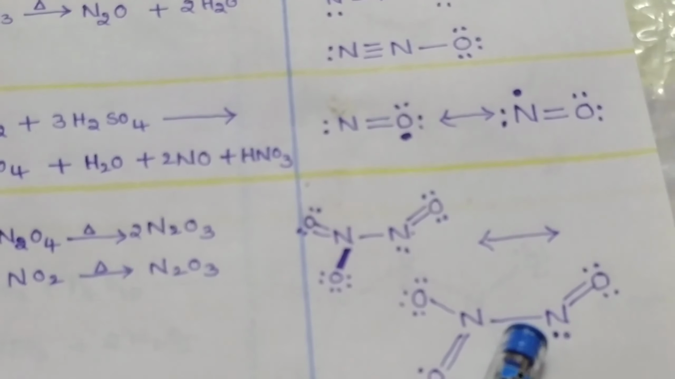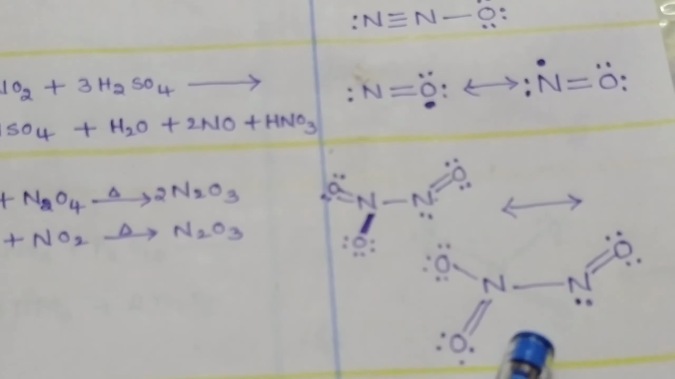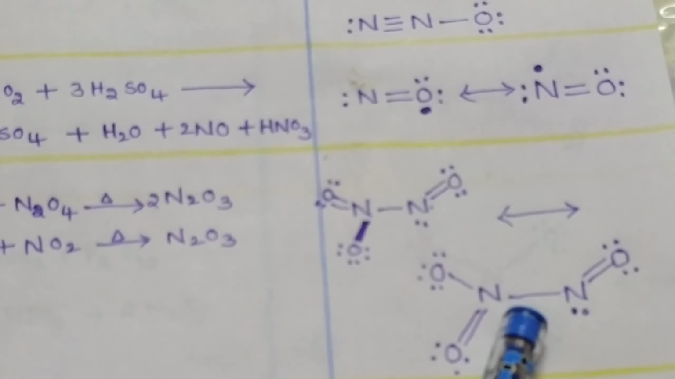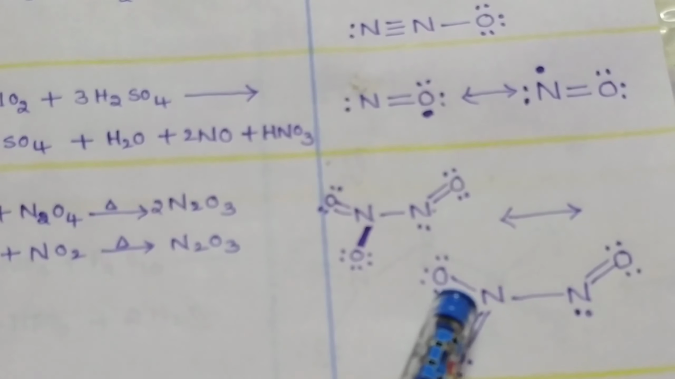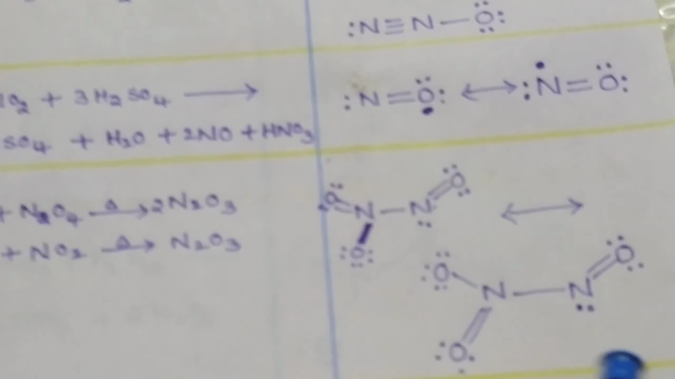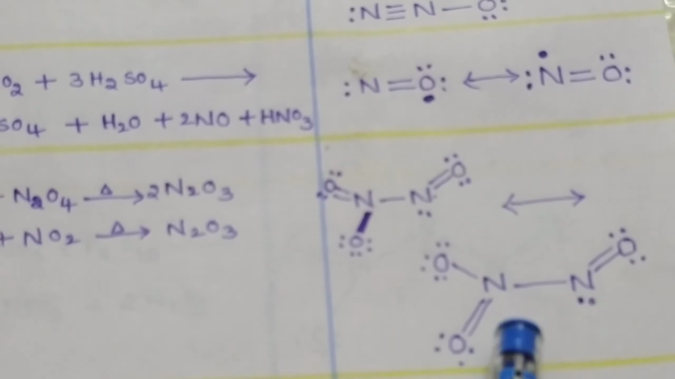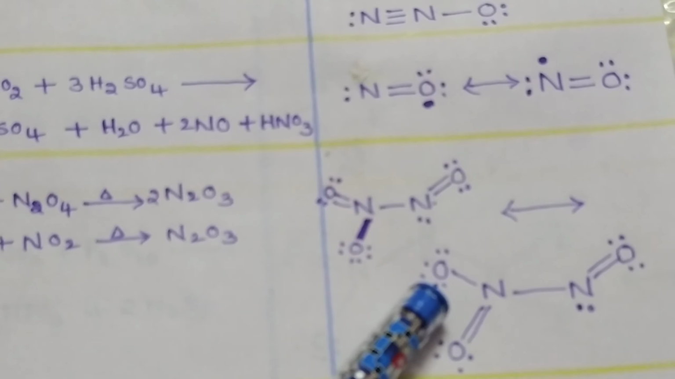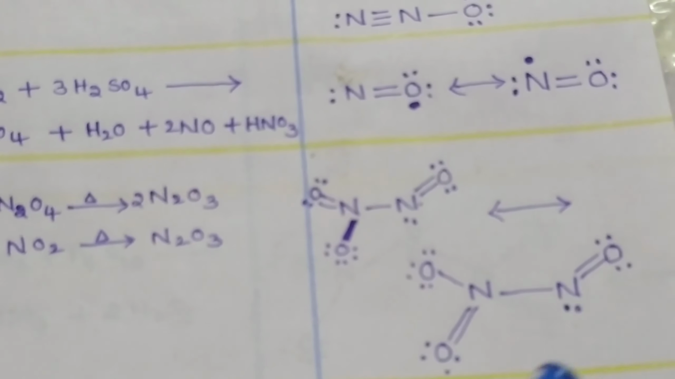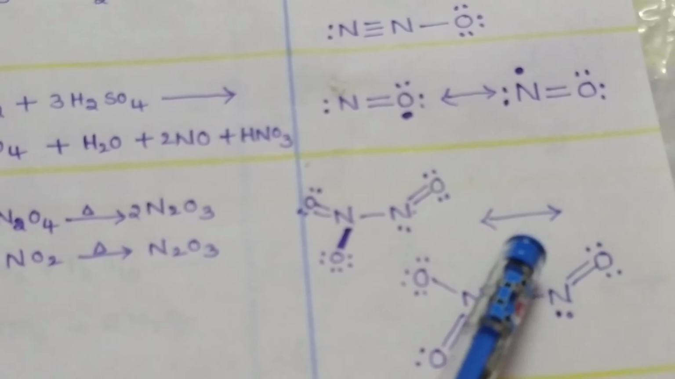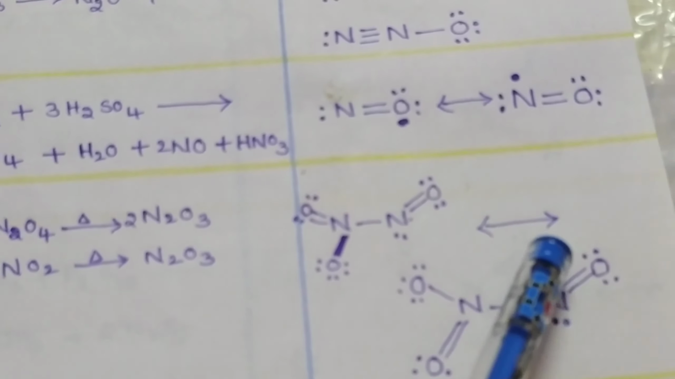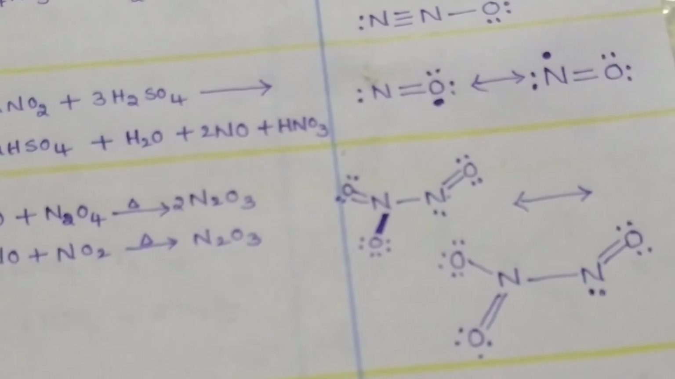And one more resonance structure of this dinitrogen trioxide is as follows. Between nitrogen and nitrogen there is a single bond, nitrogen and oxygen have a single bond, and this oxygen contains 3 lone pairs of electrons. Here nitrogen and oxygen contain 2 bond pairs of electrons and oxygen contains 2 lone pairs of electrons. Here between nitrogen and oxygen there is a double bond, and nitrogen contains 1 lone pair of electrons, oxygen contains 2 lone pairs of electrons.